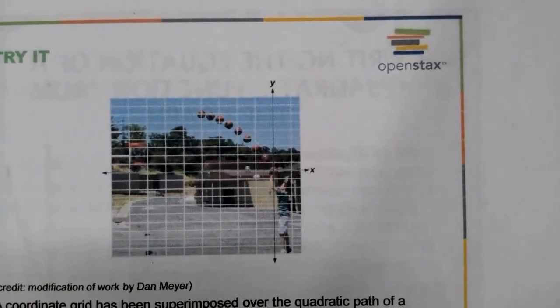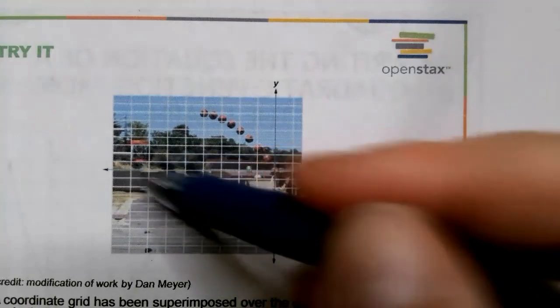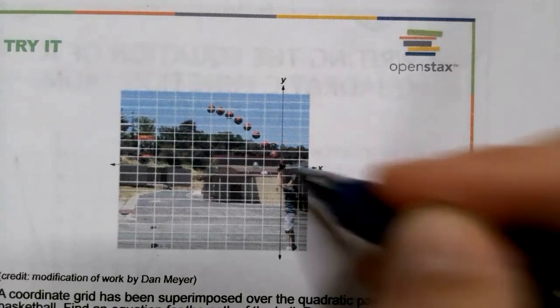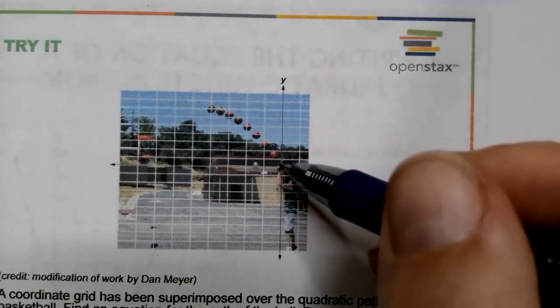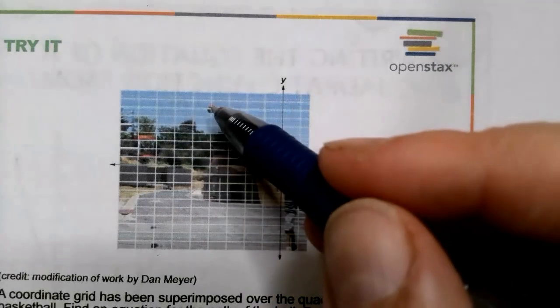Here it is. So we have the grid here, this is y and x. Where the ball takes off is actually (0, 0). So here's the vertex. Can you write an equation of the path? Try it, and I'll see you in the next video.